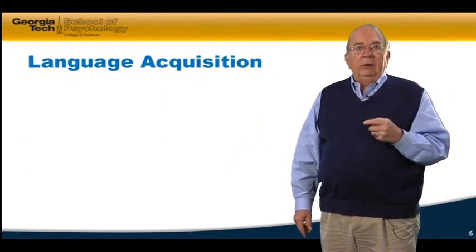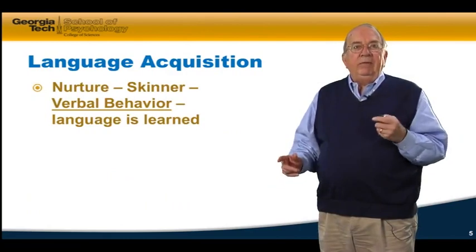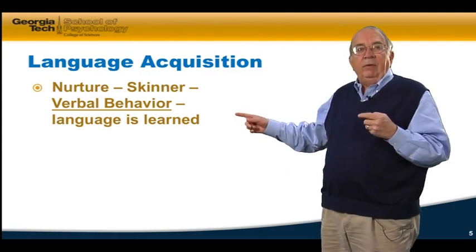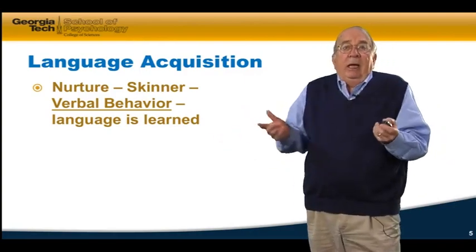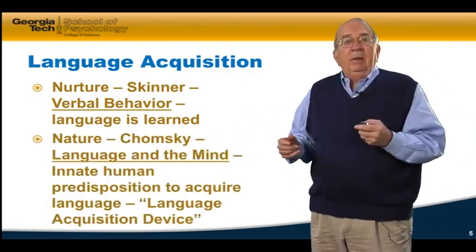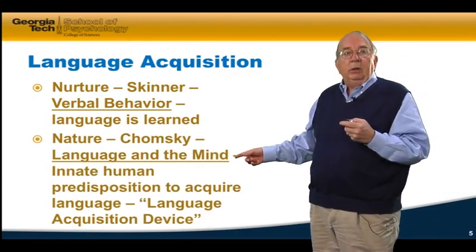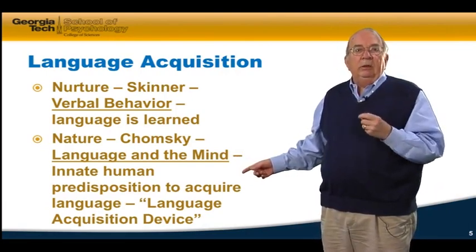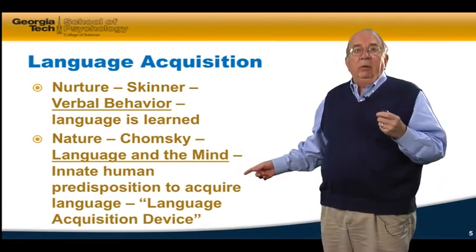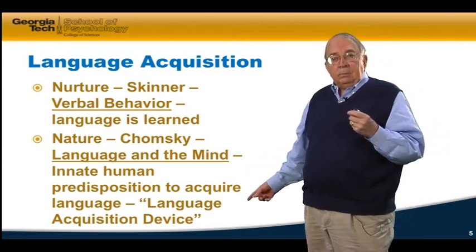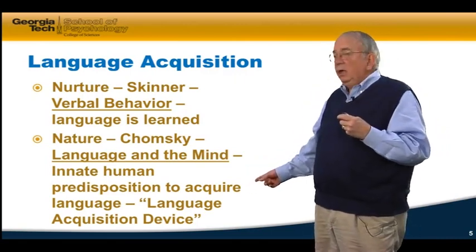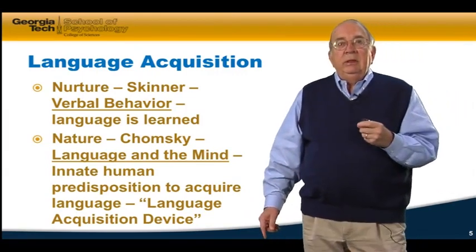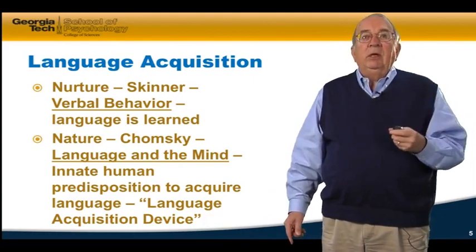Now, how do we acquire language? Well, there are 2 basic views. There's a behaviorist view, which says, in Skinner's book was called Verbal Behavior, which says language is learned. And of course, language is learned to some extent. But people like Noam Chomsky, in his book Language and the Mind, believe there was an innate human predisposition to acquire language because all humans use language. And he said, so built into the genes is a language acquisition device, an LAD. You can learn language because we're genetically predisposed to learn it.